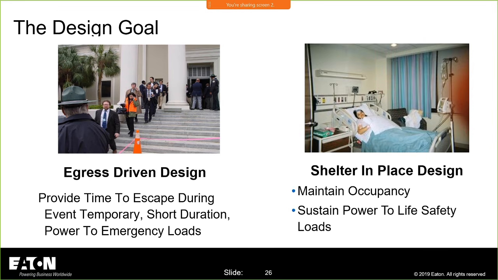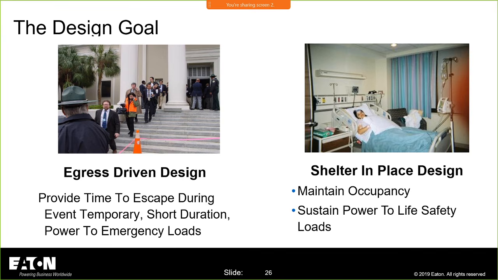Remember, if you think about a design goal, I'm either an egress-driven design or a shelter-in-place design. With an egress-driven design, if it's a commercial building and I can get people out of the building within so many minutes, I'm not necessarily going to see a generator on that facility because I'll have battery backed up lighting and things of that nature. Tall buildings will always have a generator because you'll have to make sure you have enough time to get people out of the building and you keep the power on. You'll have elevators that will require some backup generation.